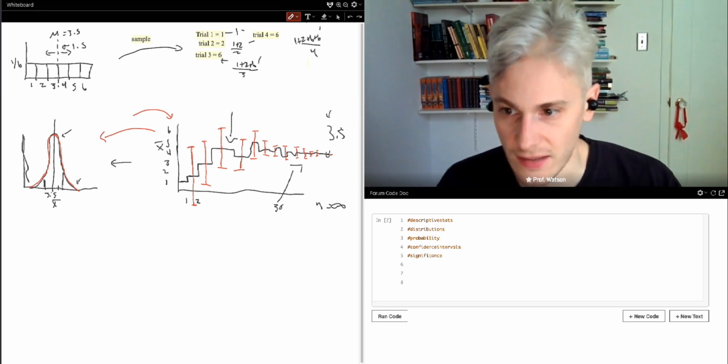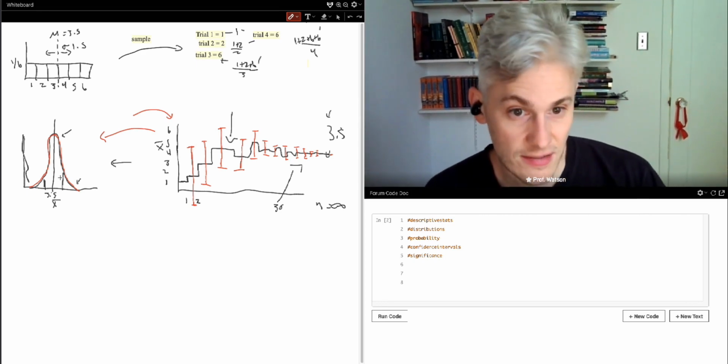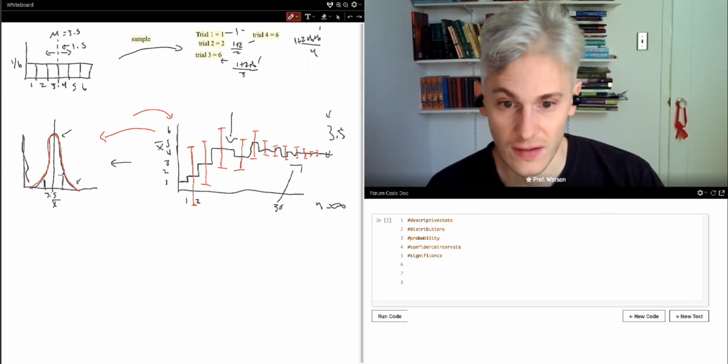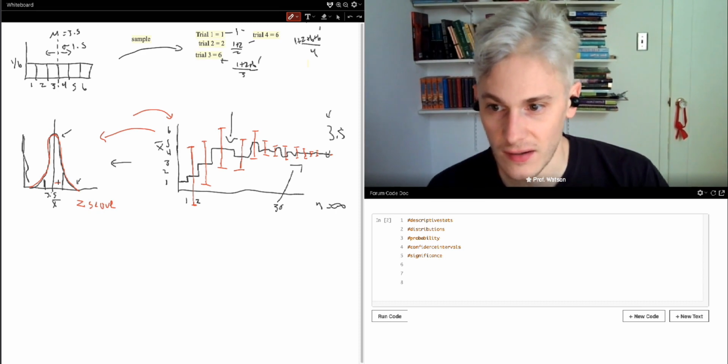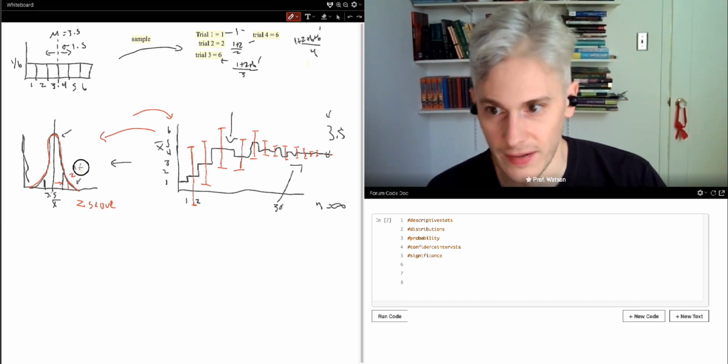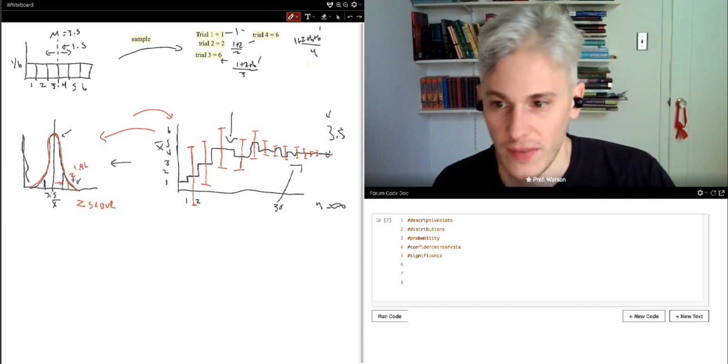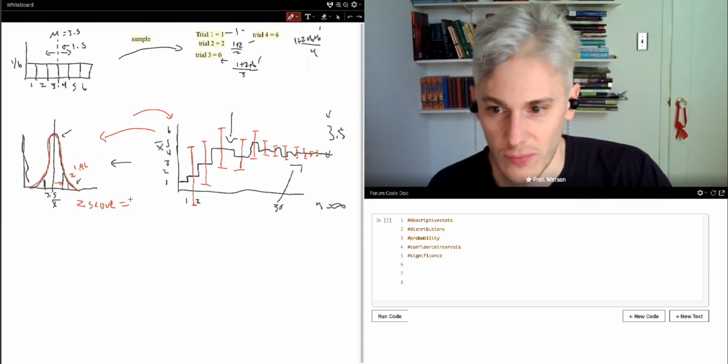Okay, so the last thing that you know how to do is you can actually measure distances on this distribution using a z-score. You know how to do things like, oh, okay, I get with a z-score of 2, or 1.96. That is a z-score of 1.96.